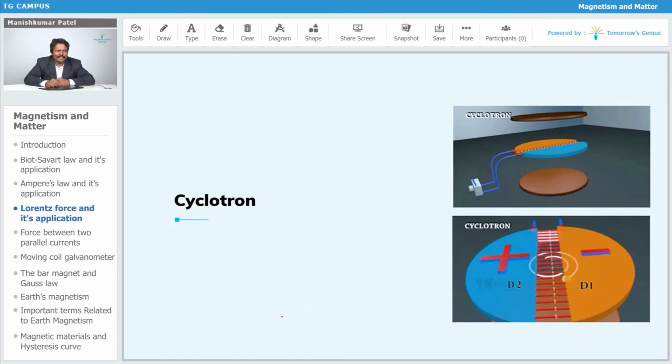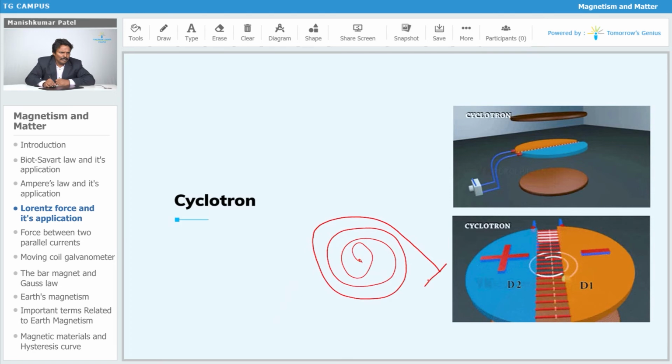The next one is the cyclotron, which is again very important. In the cyclotron there are two Ds, D1 and D2, and a charge is placed at the center. It performs circular motion of constantly increasing radius. Finally it comes out of the window and hits a target, where it generates a huge amount of energy. So the cyclotron is mainly used to generate a huge amount of energy.